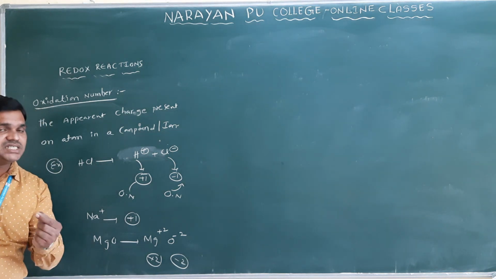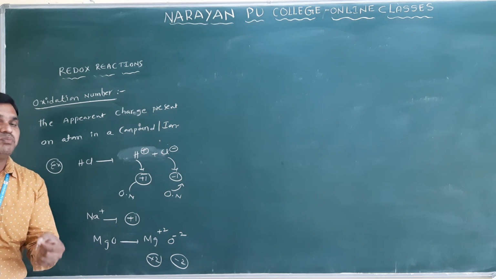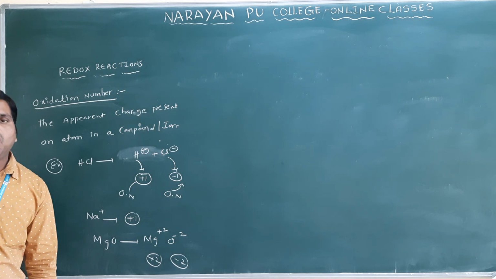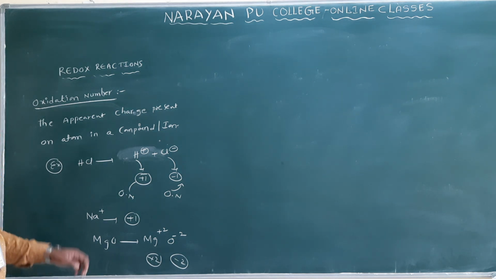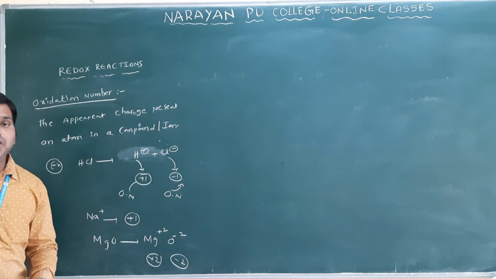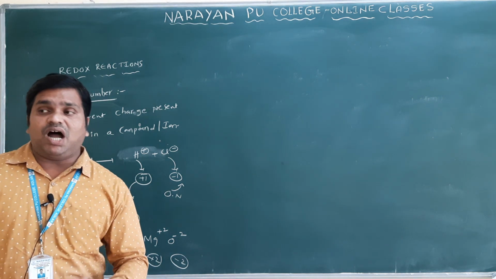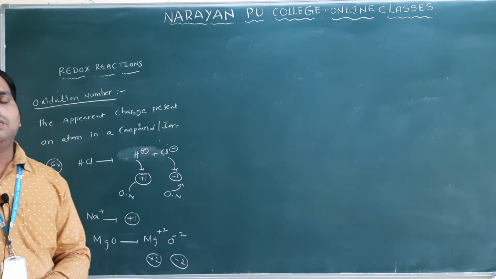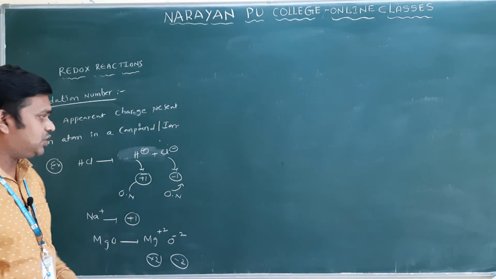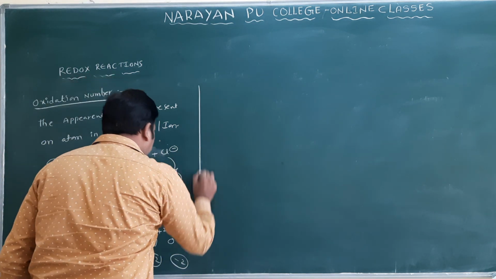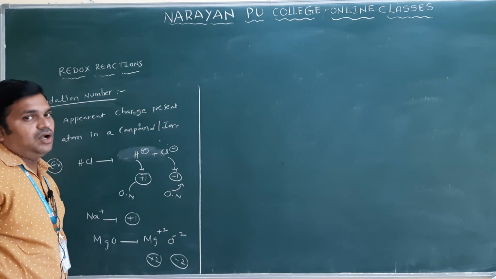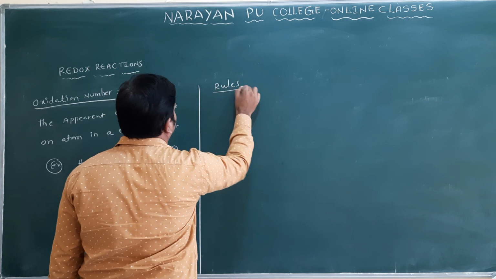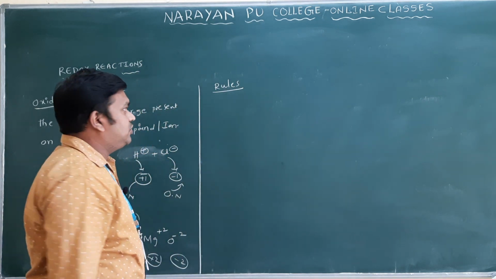If the apparent charge is there, you identify whether it is a positive charge or a negative charge. You can identify that in the form of oxidation number only. To find the oxidation number, we have to follow some rules. After learning all these rules, you will be perfect in calculating oxidation numbers. There are different rules we have to follow.